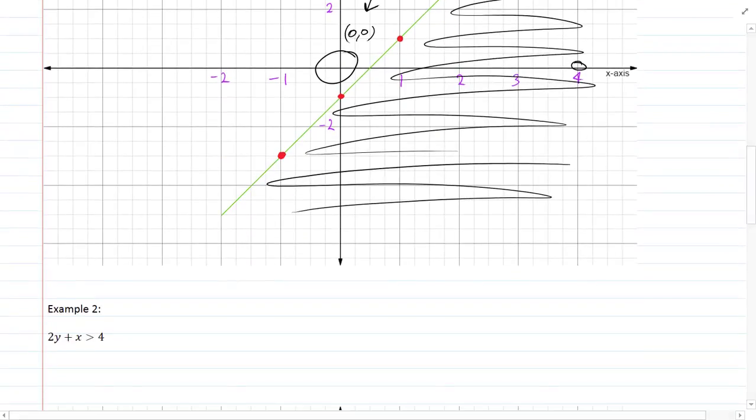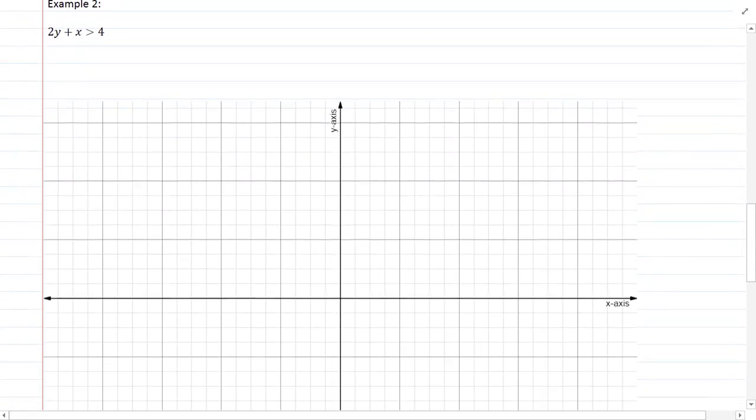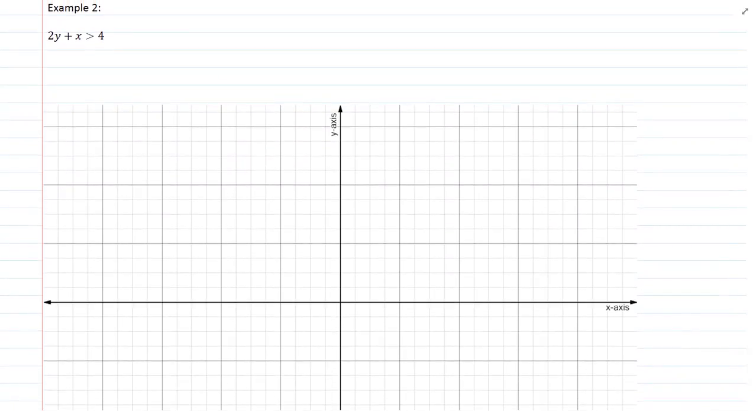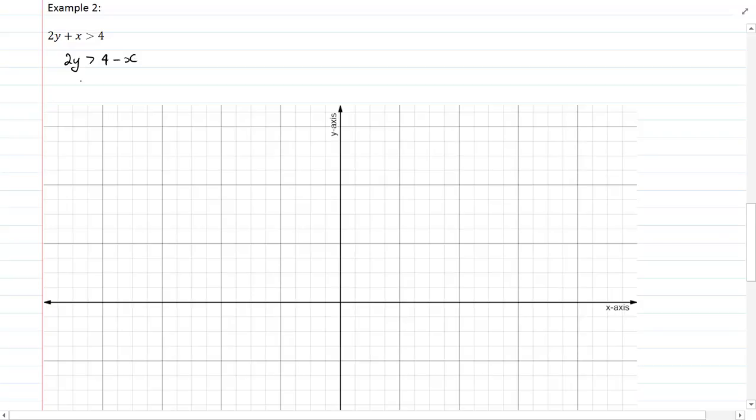Let's go to example 2. 2y plus x is greater than 4. So for this example, the first thing I need to do is rearrange. So 2y plus x is greater than 4. That means that 2y is greater than 4 minus x. And that means that y is greater than 2 minus a half x. Or you may wish to write it as y is greater than negative a half x plus 2.